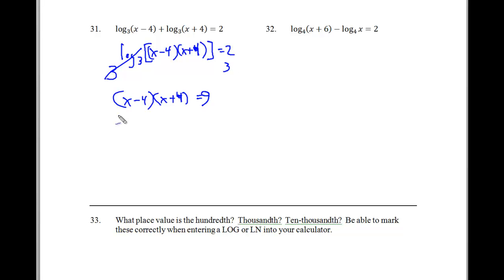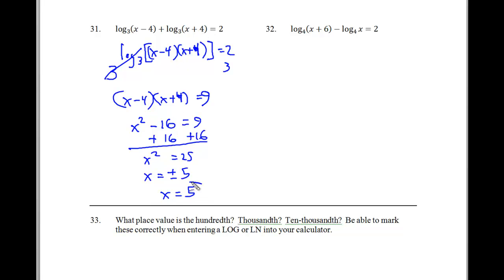3 times 3. All right, so this is going to be FOILed to x squared minus 4x plus 4x minus 16 is equal to 9, and we can play this one of two ways. I want to do it this way. I'm going to add 16 to both sides. X squared is equal to 25. Take the square root of both sides, so x is equal to plus or minus 5. Now, from the warning before, if we plug the negative 5 back into this equation, we'll get negative logs, which is impossible. So our answer is only going to be 5.